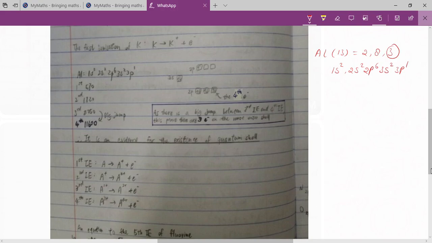Actually, you are writing here as there is a big jump between the third ionization energy and the fourth ionization energy, okay? So in that condition, the third ionization energy requires the maximum energy to remove an electron. If energy is maximum, then that ionization energy will also be maximum. So they are saying that it is an evidence for the existence of quantum shells, because quantum shells have different energy levels.